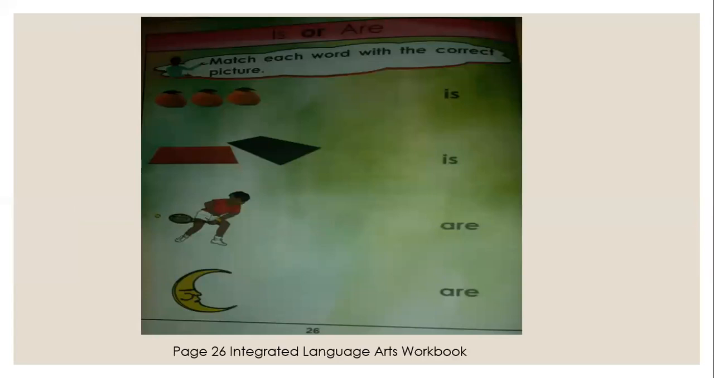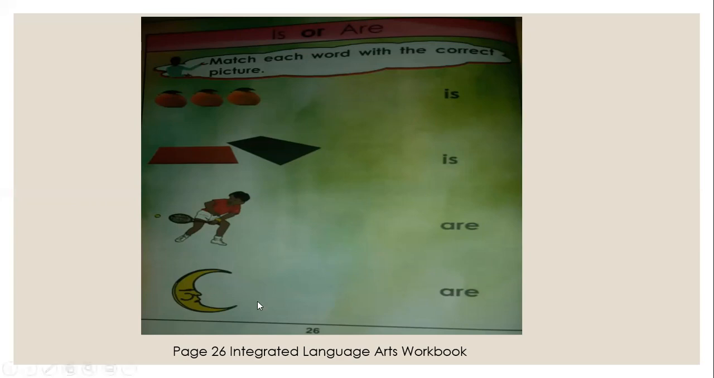All right, so you're going to turn to page 26 in your integrated language arts workbook. And you are going to match each word with the correct picture. So here I see 3 mangoes. Do I match it to is or do I match it to are? Remember, we use is when we're talking about one person, one place, one animal, or one thing. And we use are when we are talking about more than one person, place, animal, or thing.